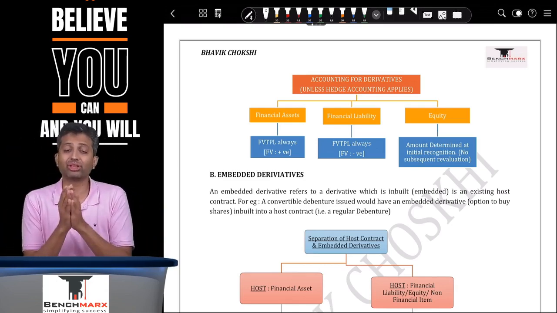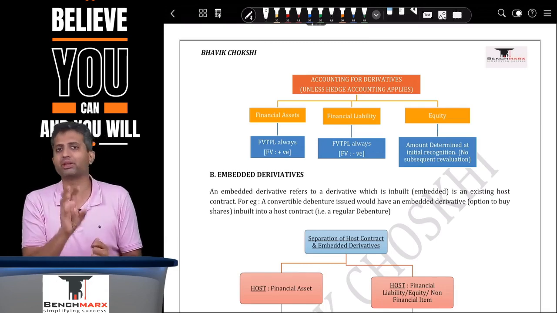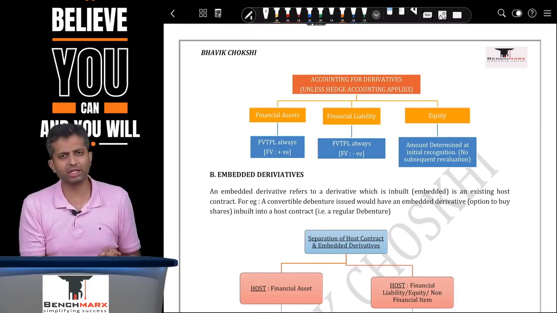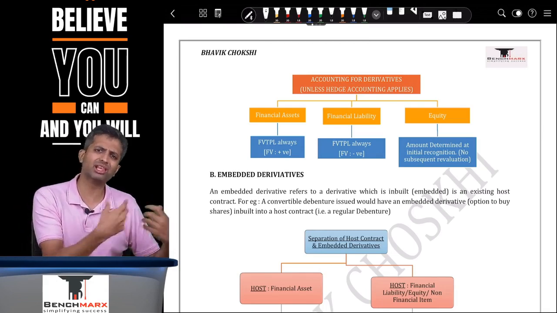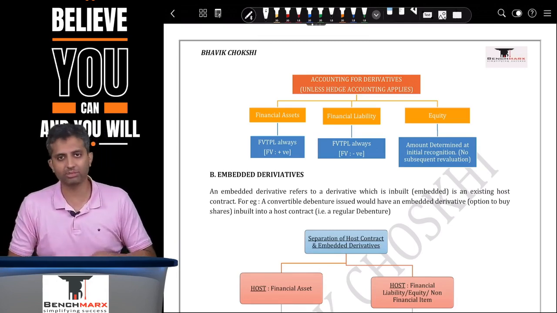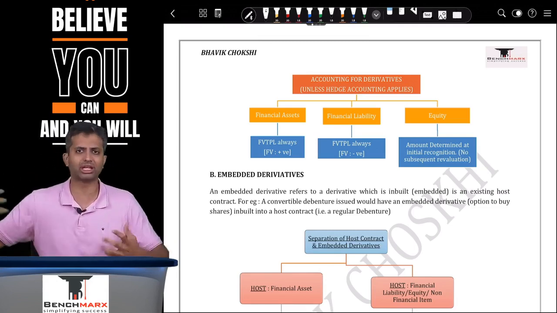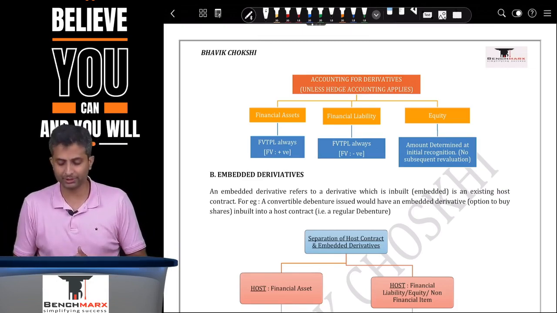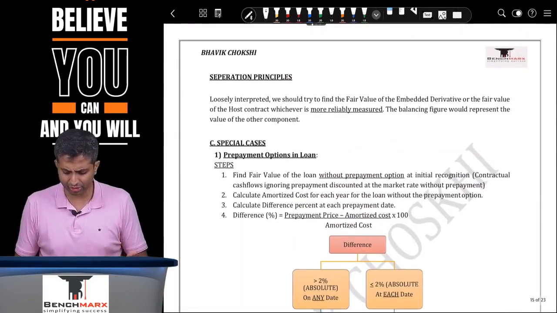While doing this separation, the standard says that you should try to find the fair value of one of the two pieces, whichever is more easily determinable. Like in case of a convertible debenture, the liability component is more easily determinable, and the other component has to be found as a balancing figure. You don't sit and apply valuation techniques for both of them. You try to value one of them and the other will be taken as a balancing figure. Okay, this is about separation principles.